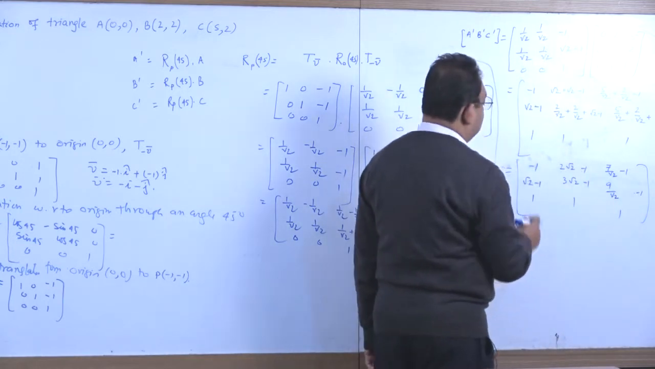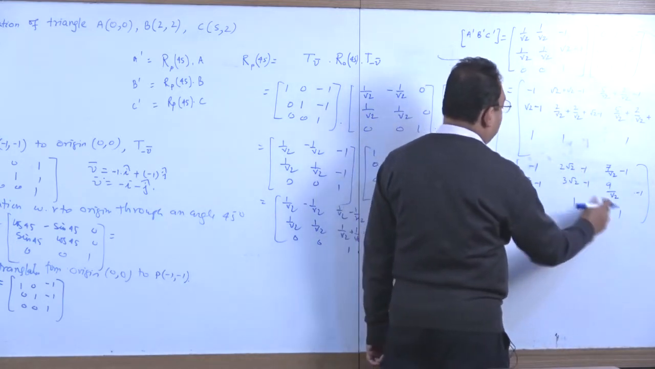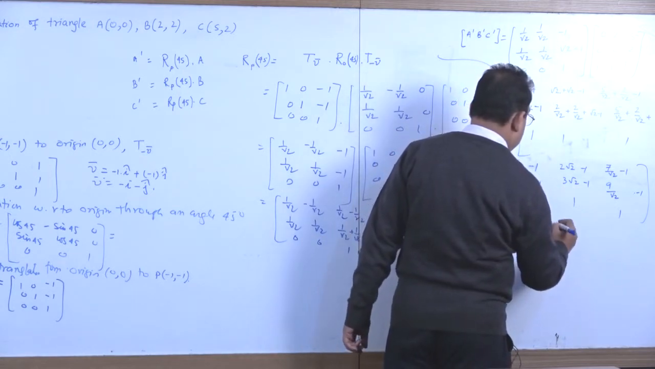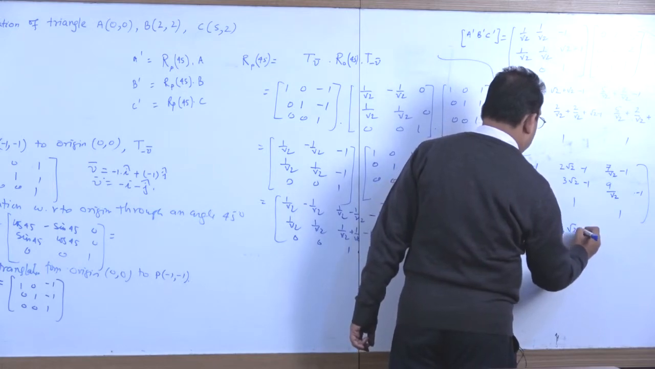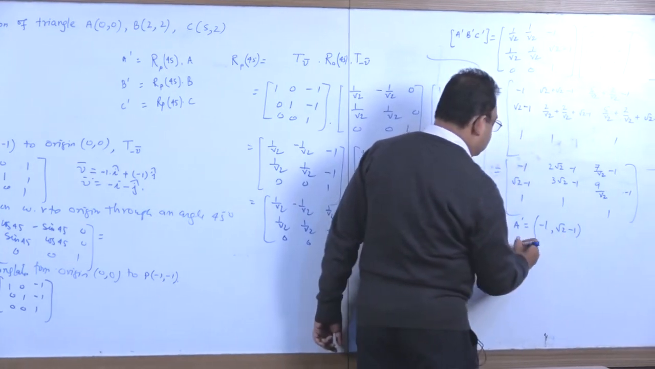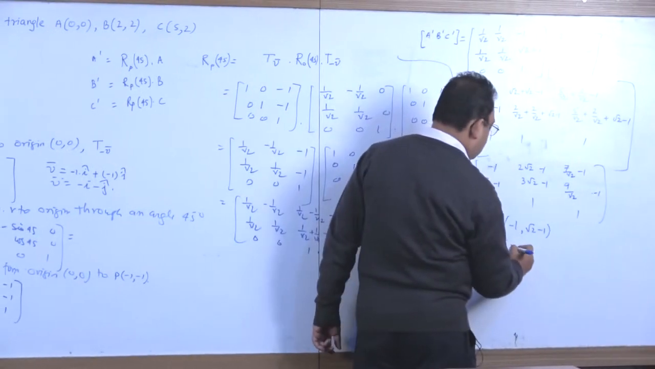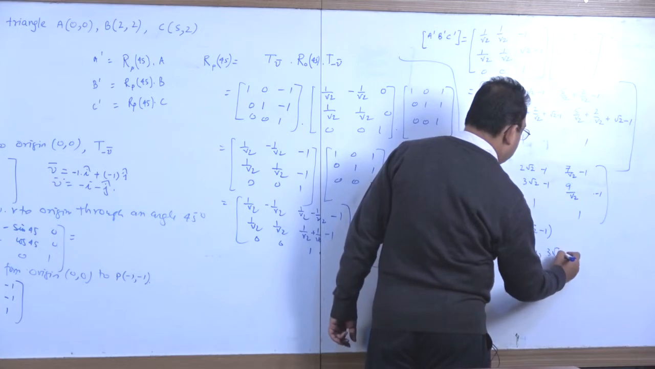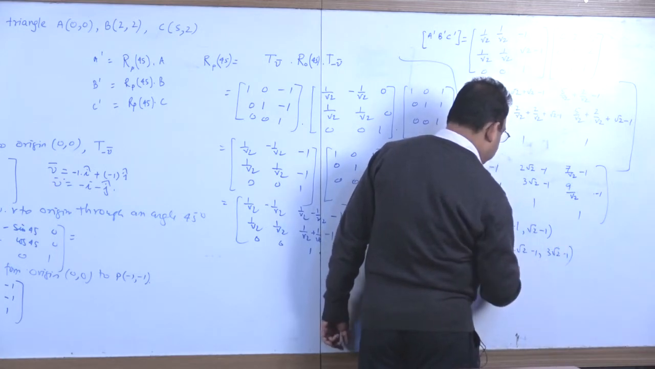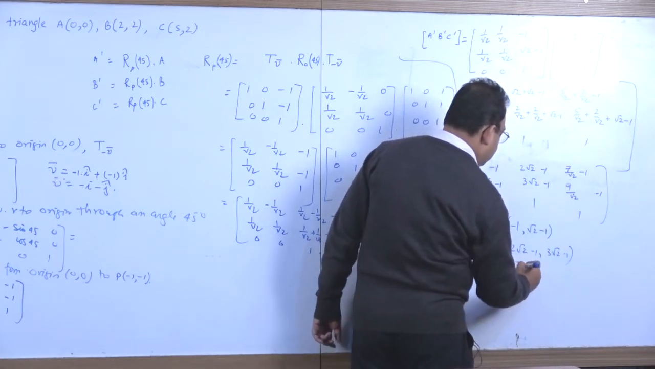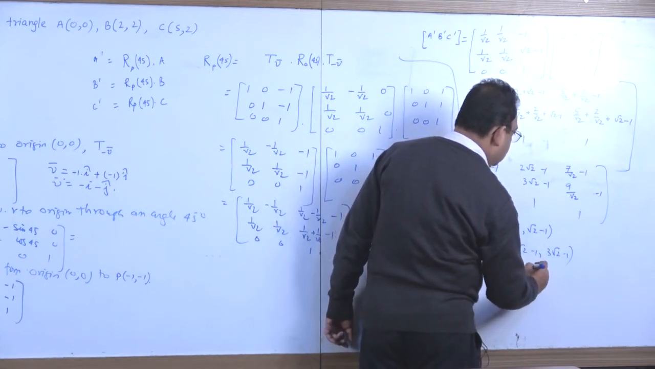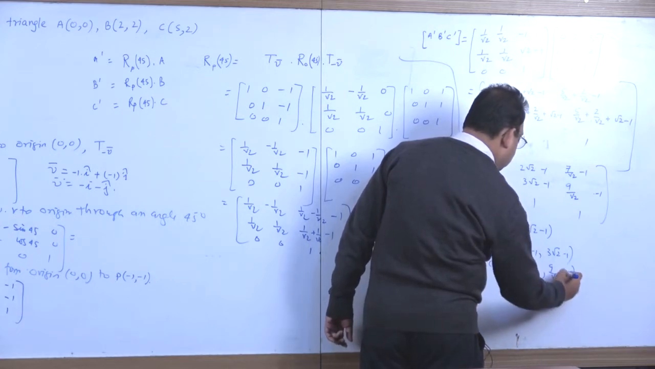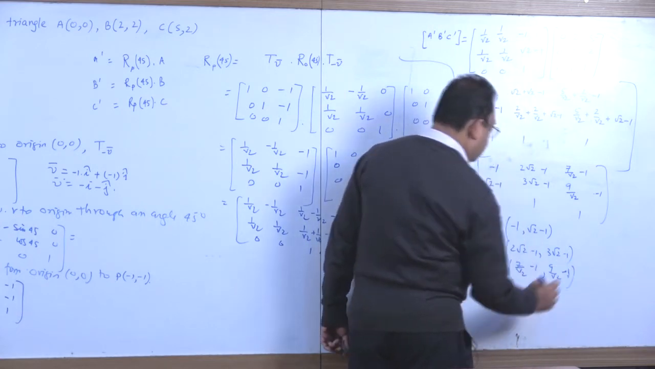So, what is A dash? In all the cases the scale factor is 1. So, your A dash is minus 1, root 2 minus 1. What is B dash? B dash is 2 root 2 minus 1 and 3 root 2 minus 1, and C dash is 7 by root 2 minus 1 and 9 by root 2 minus 1. So, this is your C dash. So, this is the final result.